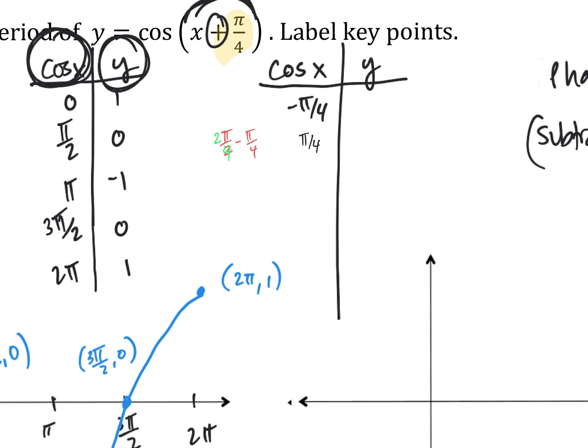Next we have pi minus pi over 4. Go ahead creating the same denominators. That'll be 4 pi over 4. Subtracting that, we get 3 pi over 4. And then we have pi over 2. So we have pi over 2 minus the pi over 4.